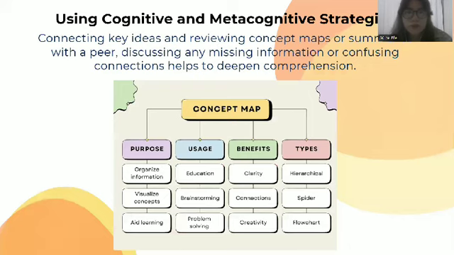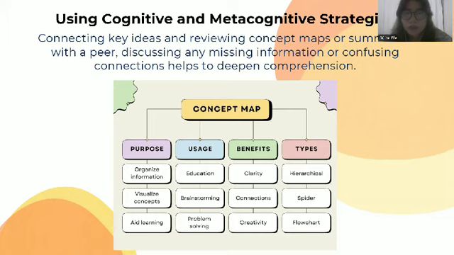And next, we have using cognitive and metacognitive strategies. For this strategy, learners can use concept mapping and summarization activities. With a concept map, learners can summarize what they've learned, and they can do that in their own words. So it would be more beneficial for them. So they can really see if they understood something or learned something.